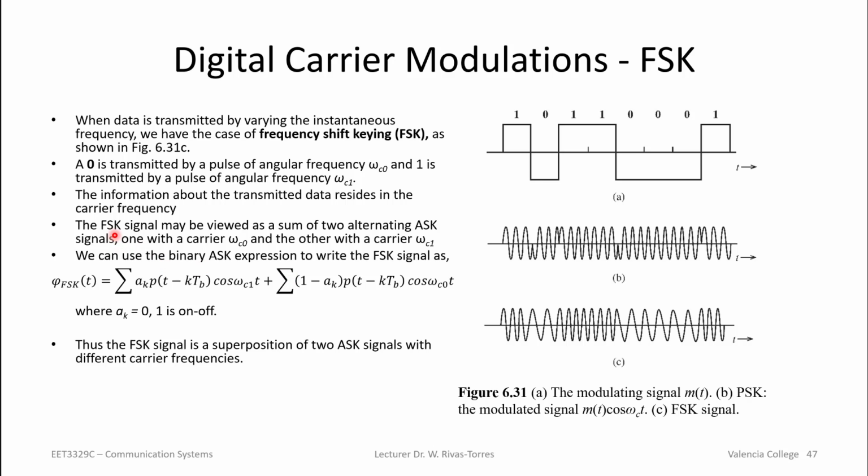You can also view the FSK signal as two alternating ASK signals. Once you learn ASK, the other two fall out logically, if you've been following. Actually, they all fall out logically, even quantum falls out logically from ASK. So we can use an expression like this. Again, it looks very similar to the ASK, except that now you have two terms because you have two different frequencies. And again, the FSK signal is just a superposition of two ASK signals. It's just that the pulses are different.